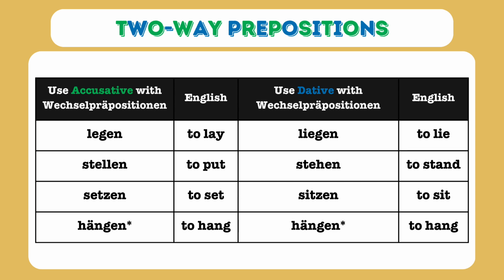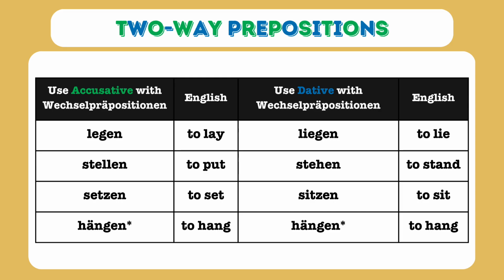The reason that I show these as two different verbs is because if you haven't picked up on the pattern yet, legen is a regular verb, which means that in the past tenses it becomes legte for the Präteritum and gelegt for the perfect tense. Liegen, by contrast, is an irregular verb, so it goes to lag in the simple past, or the Präteritum, and gelegen for the perfect tense.